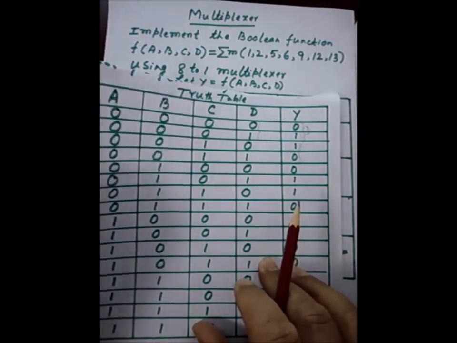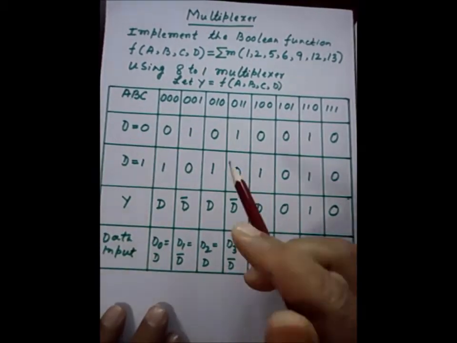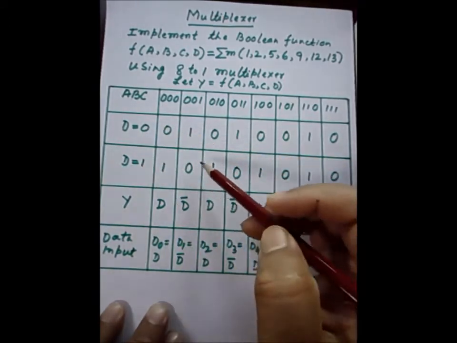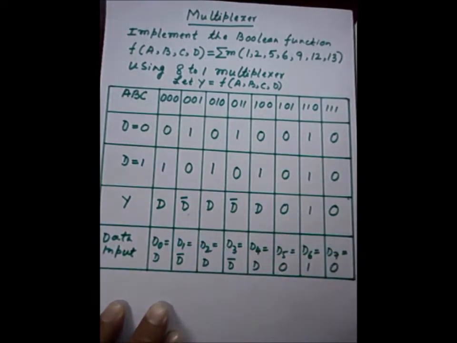Here it is very easily visible in this table. D0 here is 1, D1 here is 0. Therefore, we are putting the output as D bar. Very easily it is visible.